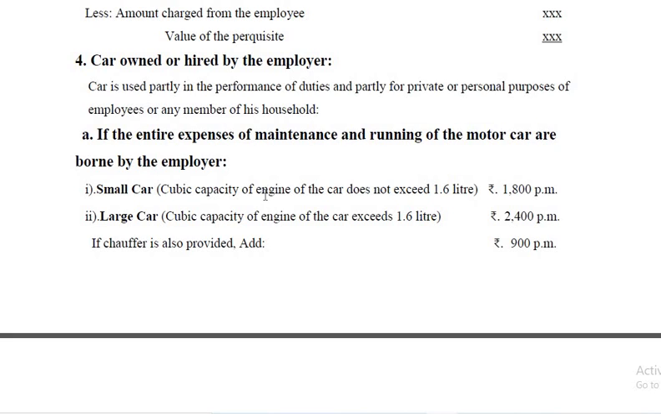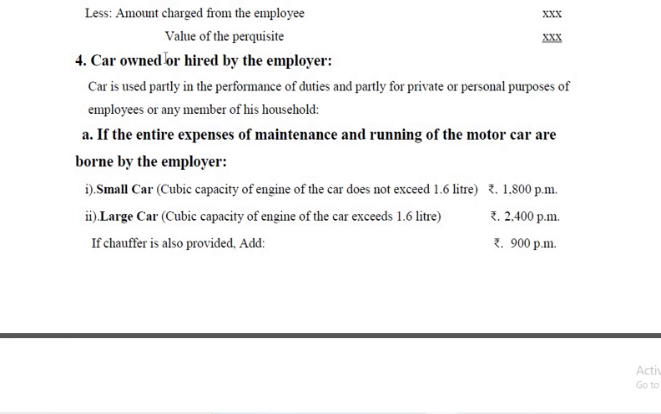So a car is said to be a small one if the cubic capacity of the engine of the car does not exceed 1.6. Suppose it is exactly 1.6, then it is considered to be a small car. If it is above 1.6, then it is called a bigger car or larger car. So if it is a smaller one, the per visit value is 1,800. If it is a larger one, it is 2,400. In addition to that, if service of the driver is also provided, then per month 900 is considered.